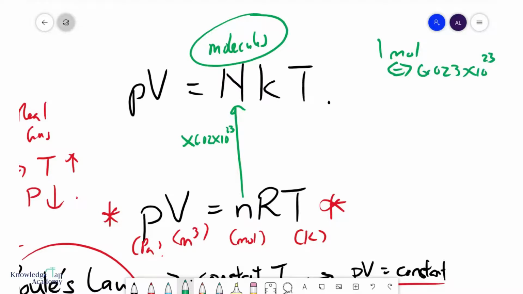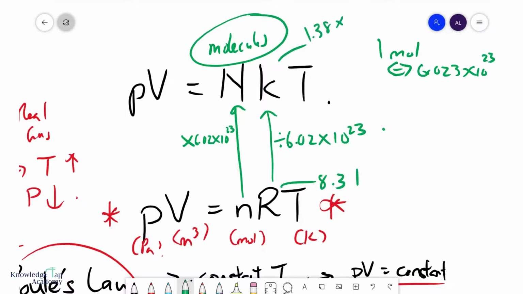And of course that means also the relationship between R and k, to make this equation mathematically correct, means you just have to divide by 6.02 times 10 to the 23, and you can check this. R is about 8.31 and k is about 1.38 times 10 to the minus 23. And so there you have it, the ideal gas law in two different ways to express it.